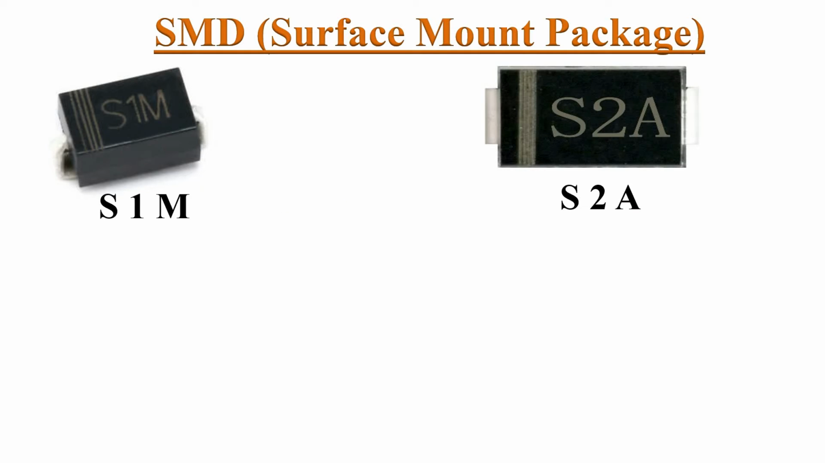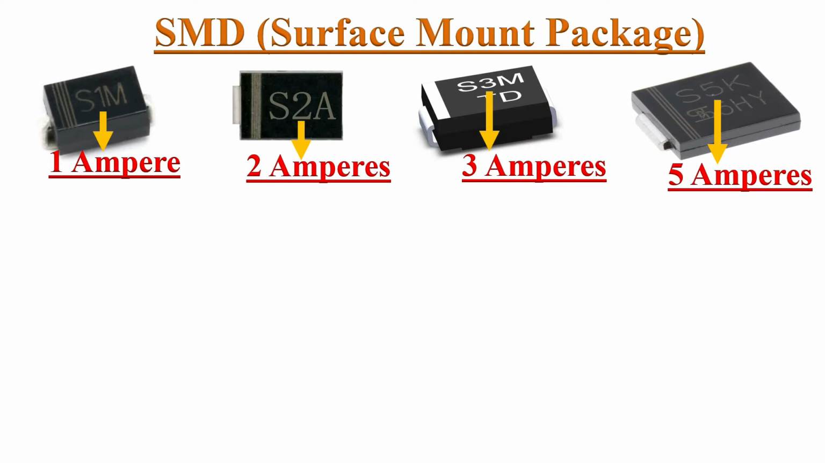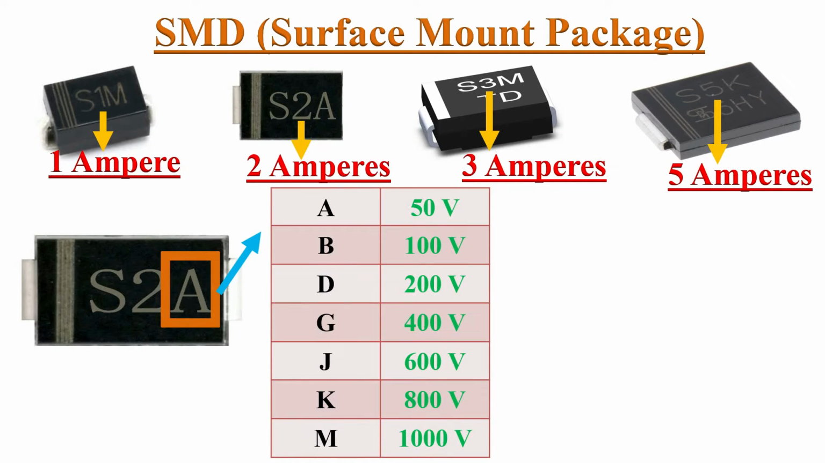We can easily recognize the S series SMD diodes' current rating from the middle numeric digit. So S1M is a 1 ampere diode and S2A is a 2 ampere diode. Hence, S1 to S5 series SMD diodes have current ratings of 1 ampere to 5 amperes respectively. Their voltage rating is denoted with the last alphabet letter from A to M.